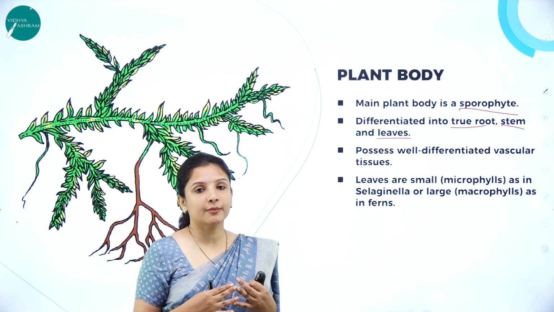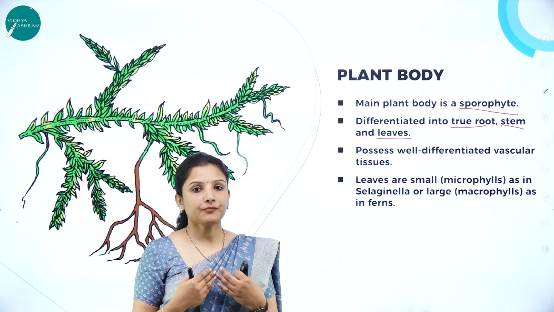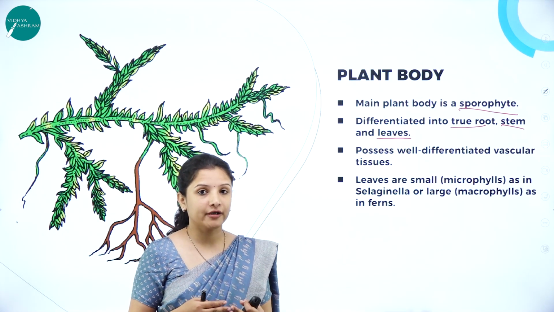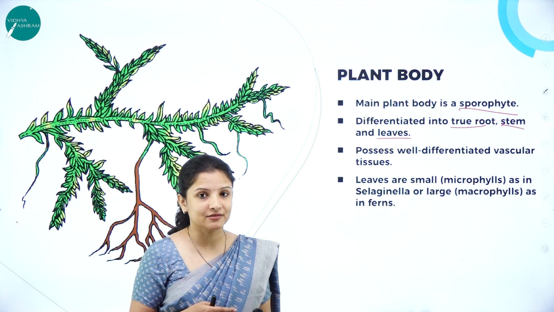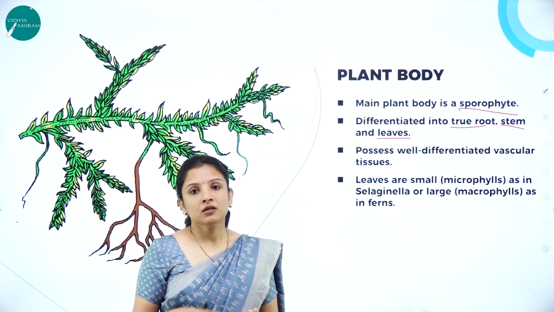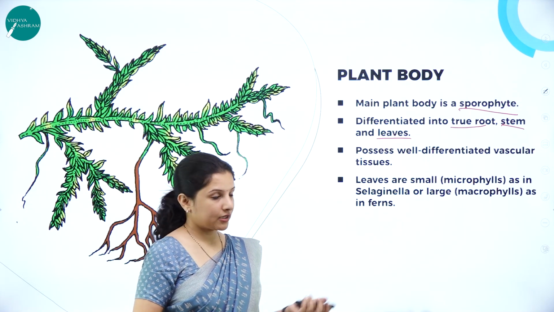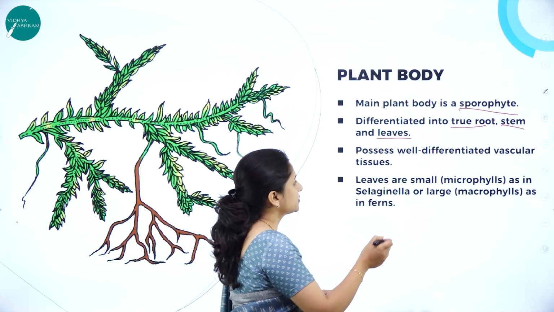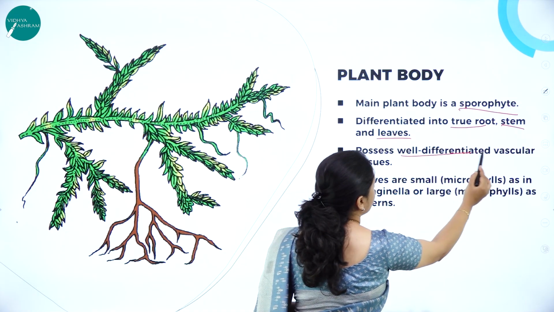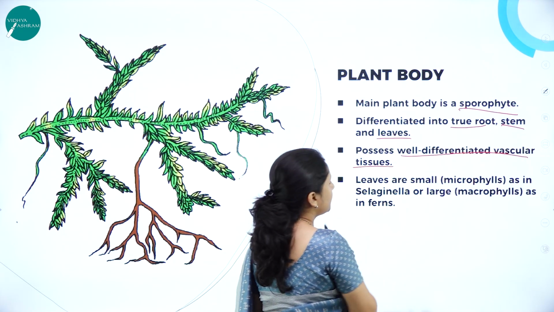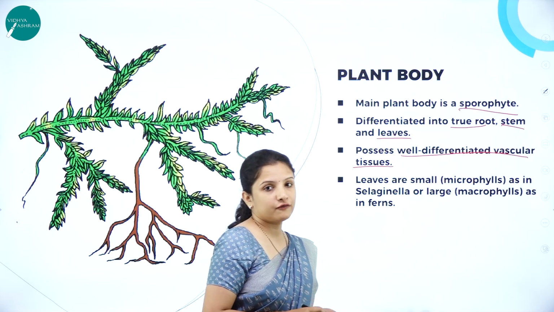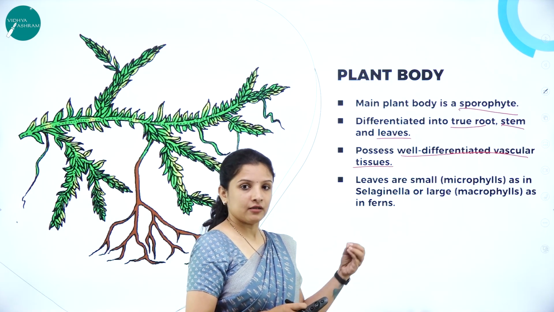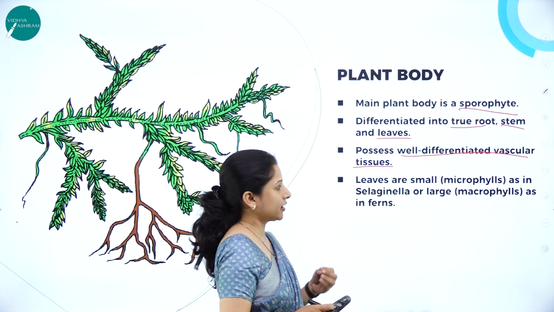Earlier we had learnt about bryophytes and algae. They had a thalloid body, they had a thallus, wherein they didn't have a true leaf, true root and all that. But pteridophytes have true root, stem and leaves, and they also possess well differentiated vascular tissue, xylem and phloem. Therefore, the movement of food and water is very well developed in pteridophytes.